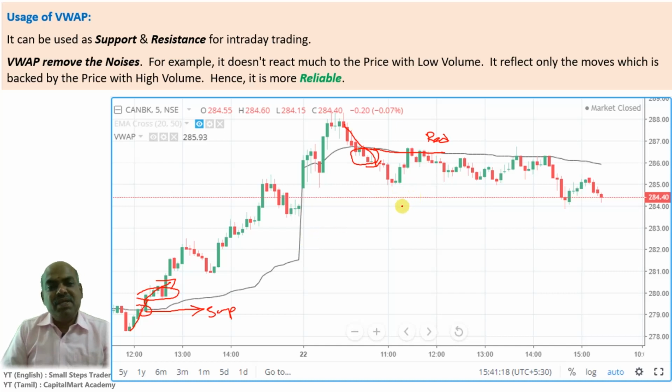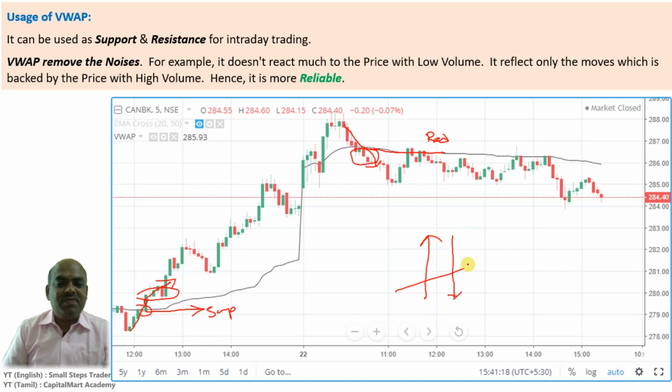And this VWAP removes all the noise. For example, with a simple moving average, suddenly the price abruptly moves upside. What happened? It crosses the SMA. You think the price is in momentum, you generate a long position. Immediately it comes down. It's a fake price move. Without any volume it is moving.